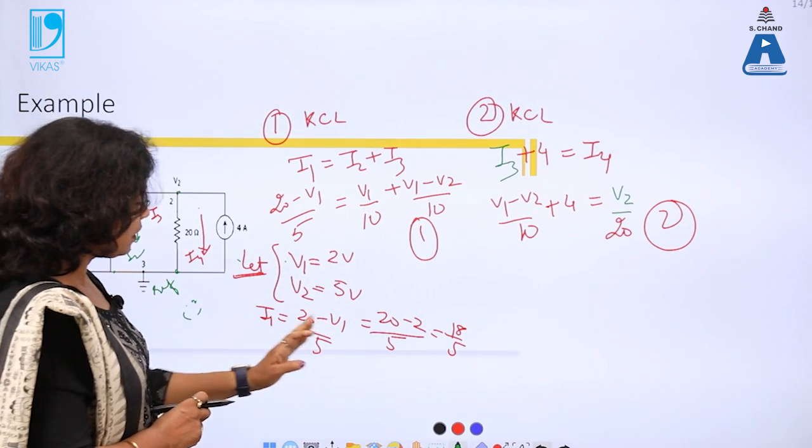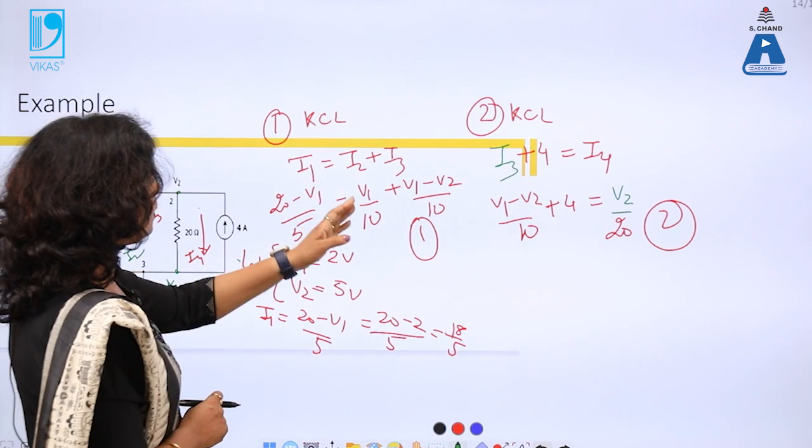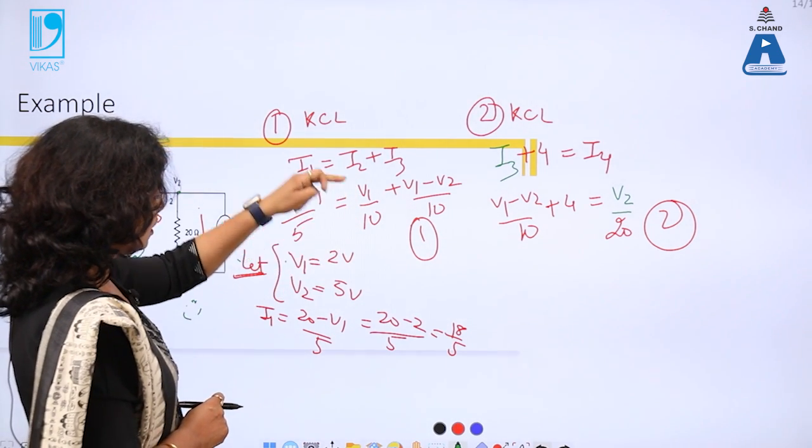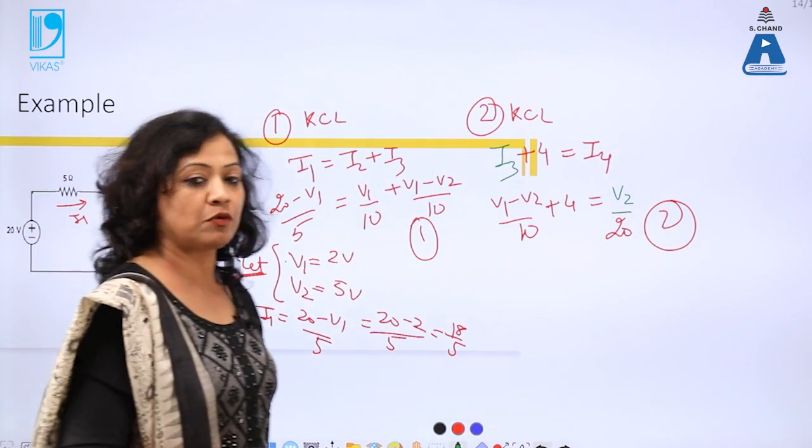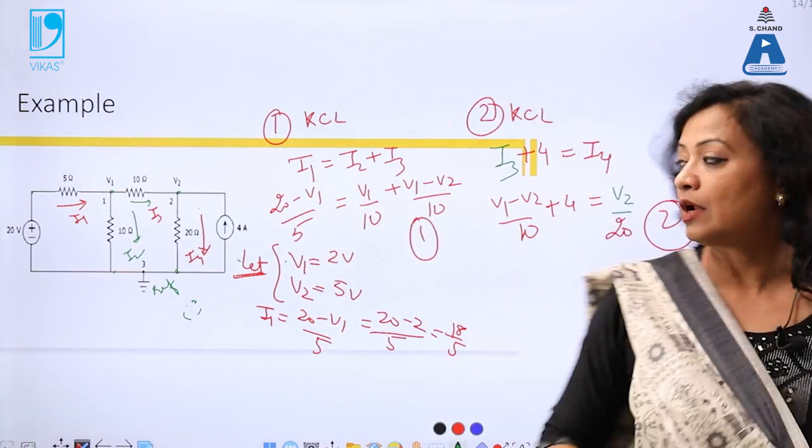So using this V1, I can find out I1. Similarly, I can find out I2, that is 2 by 10. Similarly, V1 minus V2 divided by 10, I am getting I3 and so on. So this is how we are using nodal analysis.